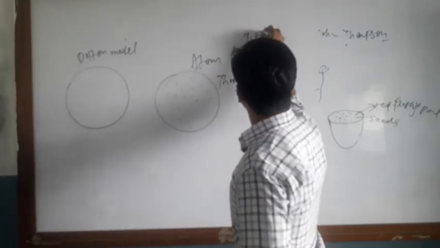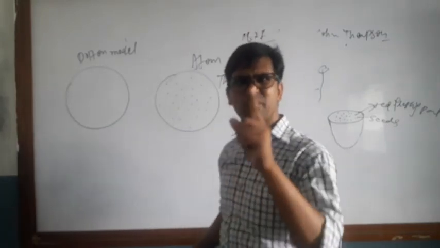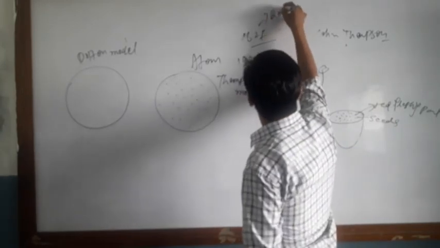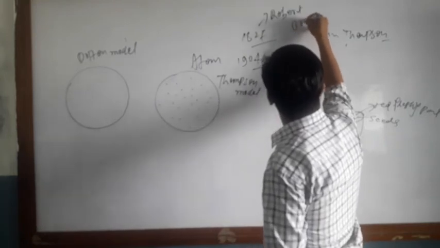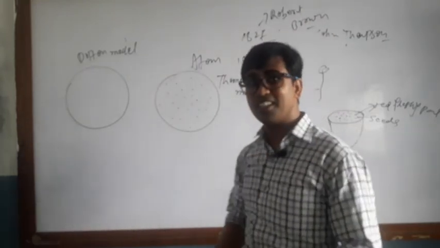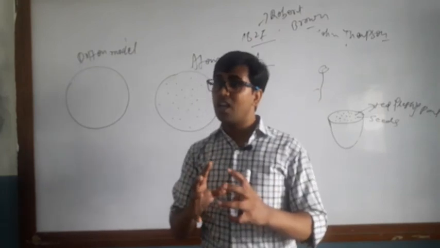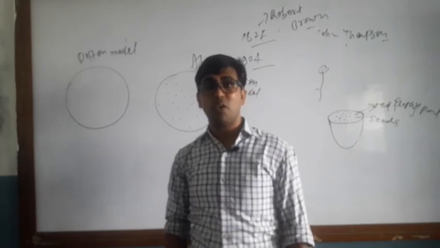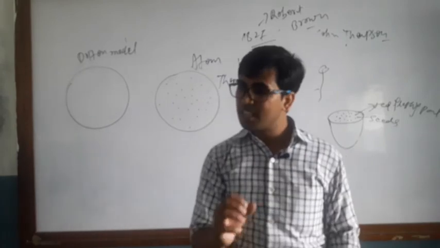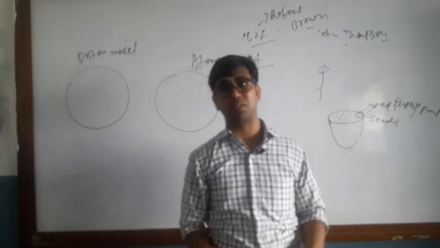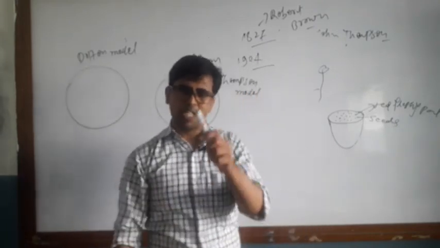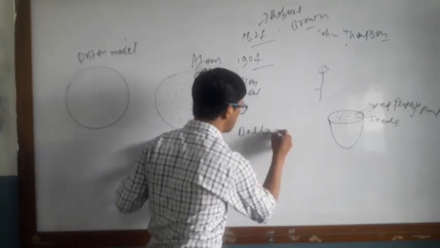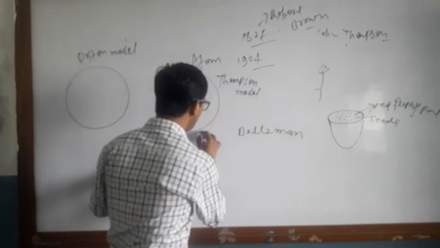In 1827, there was a scientist whose name was Robert Brown. He said that everything we see is actually made of atoms. When he saw the Brownian motion, he said that yes, all particles are actually made of atoms. No one believed him. There was a scientist whose name was Ludwig Boltzmann.